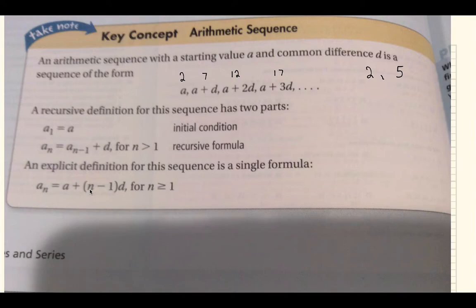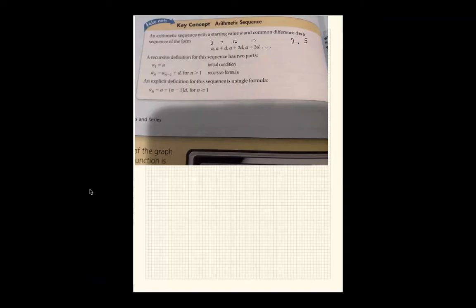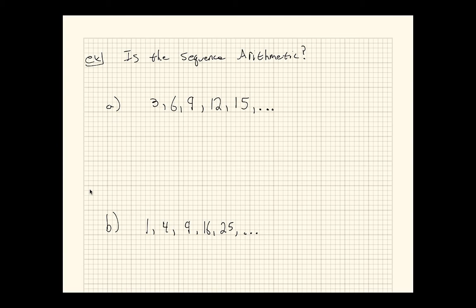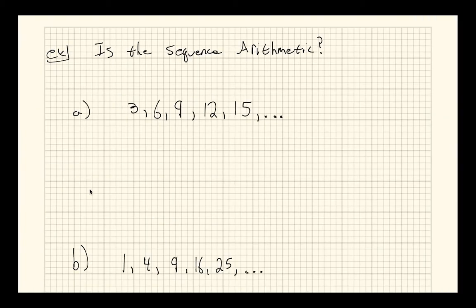All right, let's go ahead and look at some questions. I have here, is the sequence arithmetic? 3, 6, 9, 12, and 15. So you should be able to see here between each of these, we have a difference of 3. Again, we refer to that as the common difference. So since these are all the same, we would say yes, that one is arithmetic.